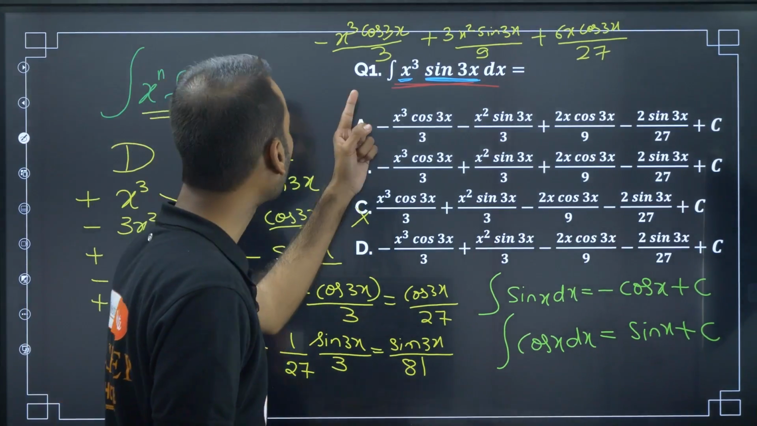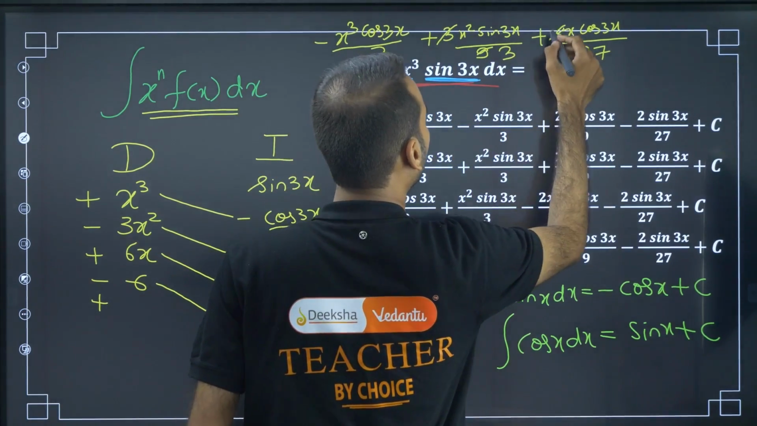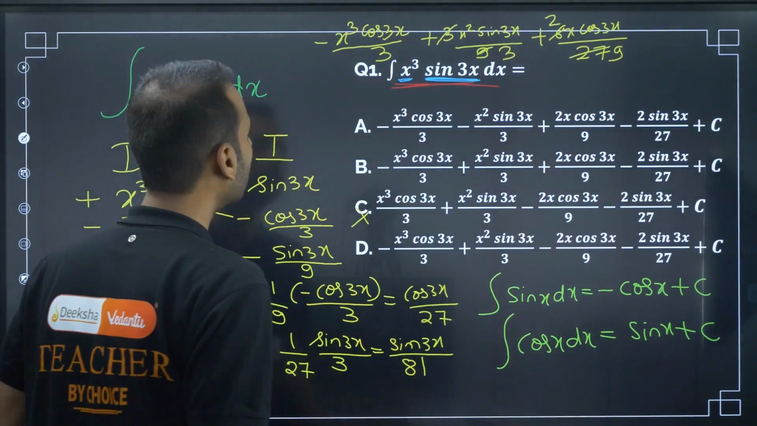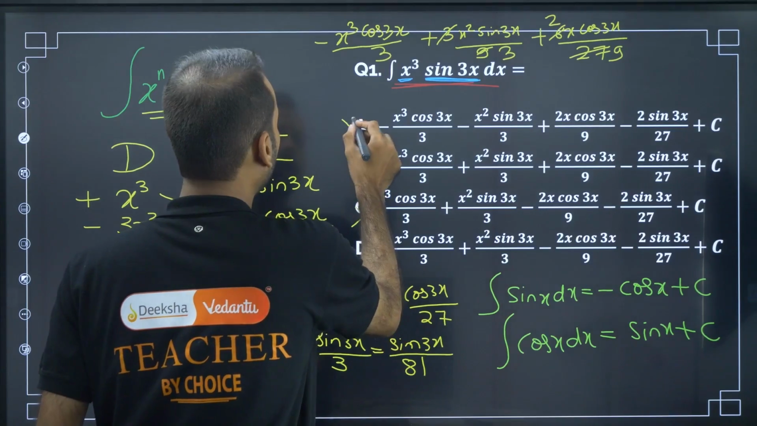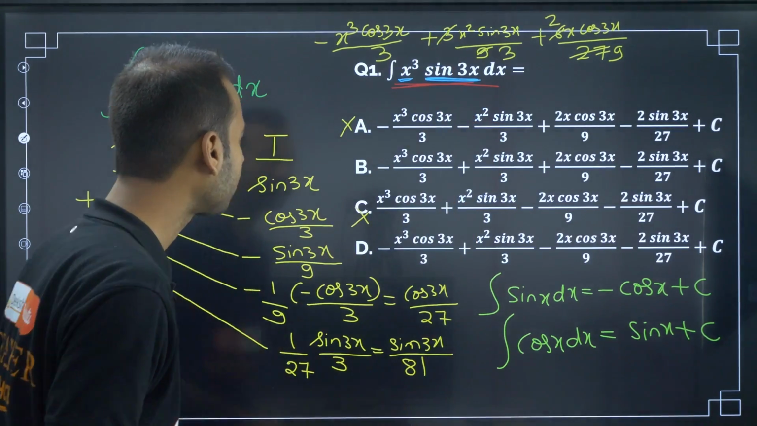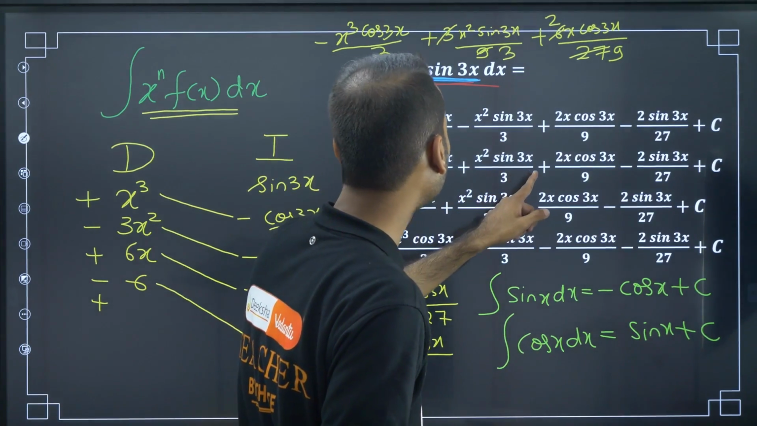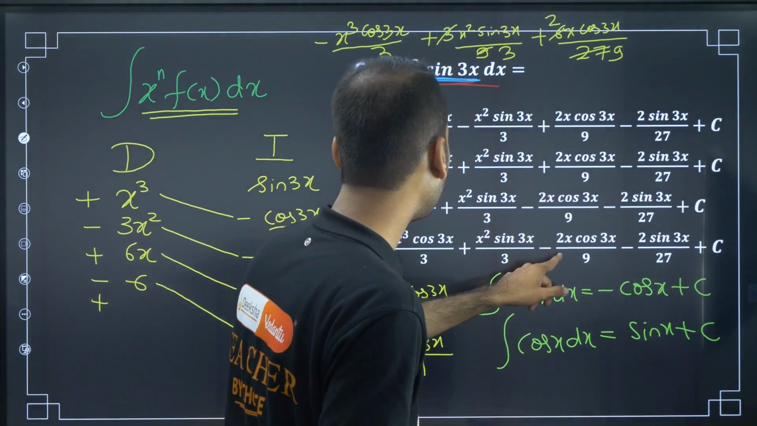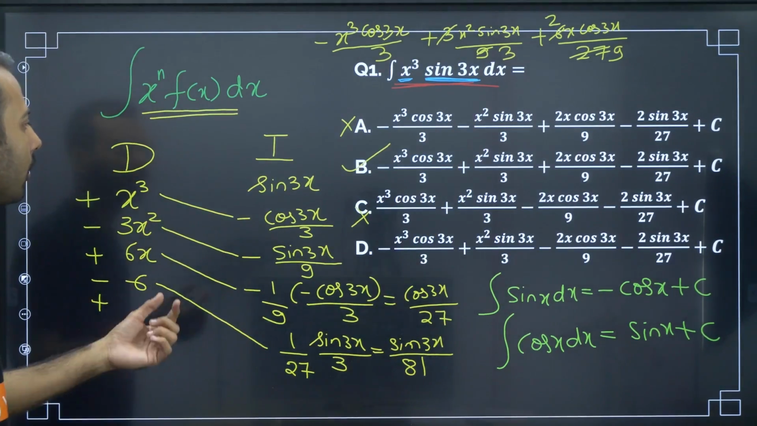So minus x cube cos 3x by 3. Let me cancel this off and write 3. Here I have to write 3 times 3 and 3 times 9, so x square. The first option is also eliminated because here we are getting plus, but here it is minus. Next, second is possible, 2x cos 3x by 9, and if you observe the fourth option, here it is negative, so B is the answer. Moving on to next.